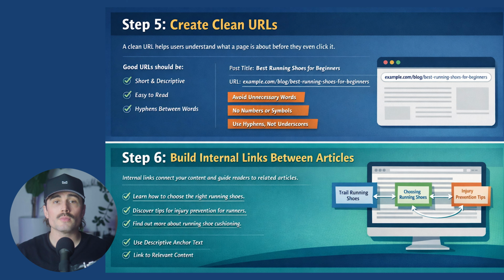Good URLs should be short, descriptive, easy to read. Avoid adding unnecessary words, numbers, or special characters. Use hyphens between words rather than underscores. Clean URLs make your links easier to share and easier for search engines to understand.